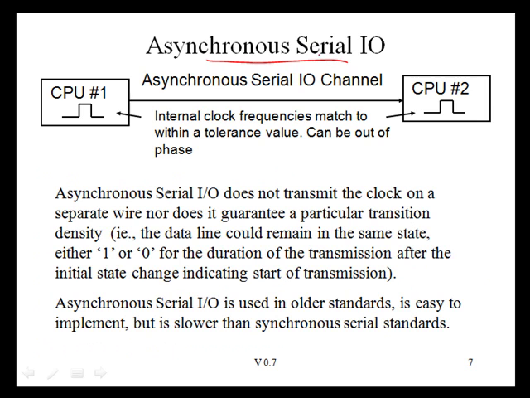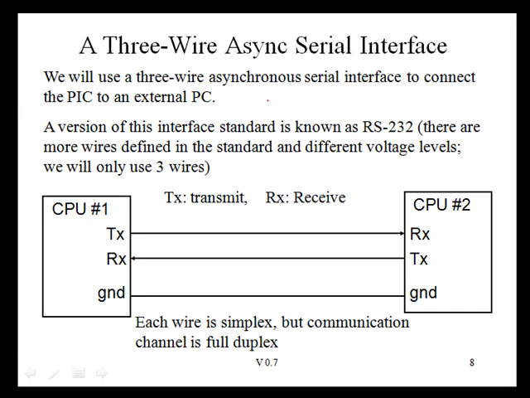Asynchronous serial I/O does not send the clock with the data, either by a separate line or by extracting a clock signal from the data. This means that the two CPUs that are exchanging data must have clock frequencies that match within a certain tolerance. They can be out of phase. It turns out that asynchronous serial I/O is used in older standards, is easy to implement, but is slower than synchronous serial standards. We're going to begin our discussion of serial I/O standards by looking at a very common asynchronous serial interface standard that in its basic form only requires 3 wires to implement a duplex communication channel.